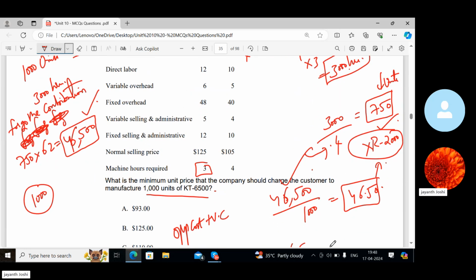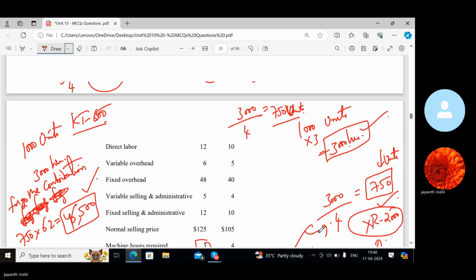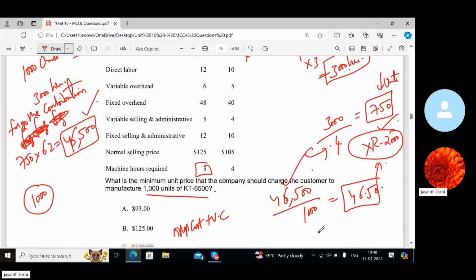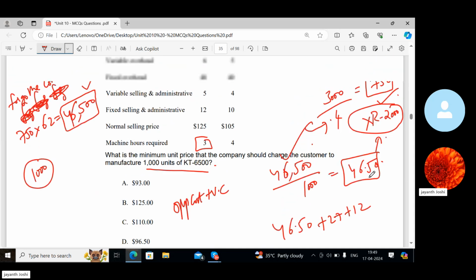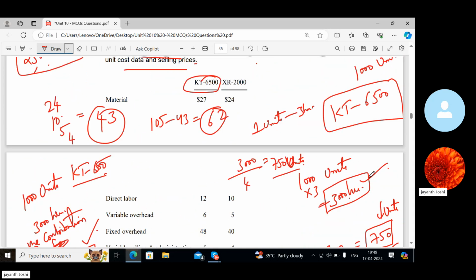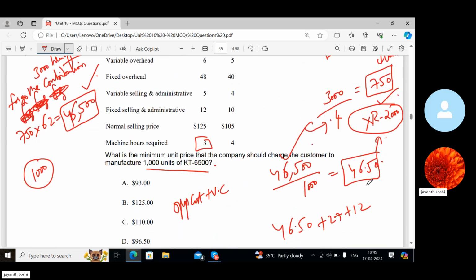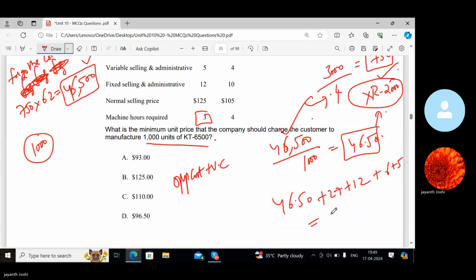So what are the variable costs? 27 plus 12. 27 was for material. 12 is for labor. 6 is for the variable overheads. And 5 is for selling and administrative overhead. So totally how much? 46.5 plus 27 plus 12 plus 6 plus 5. 96.5. Yeah, that is the answer.